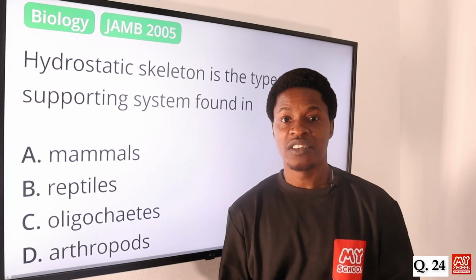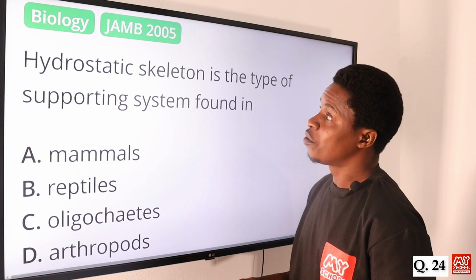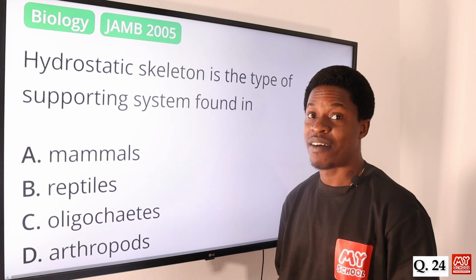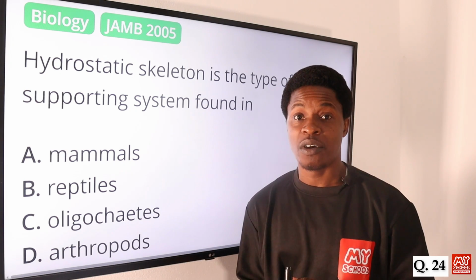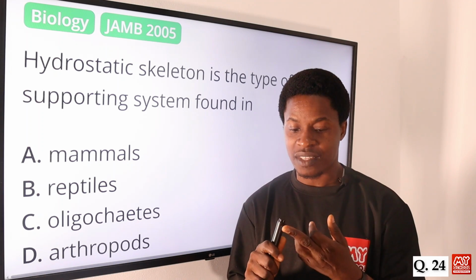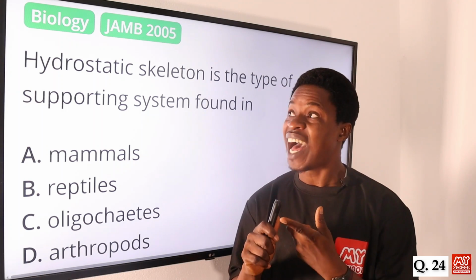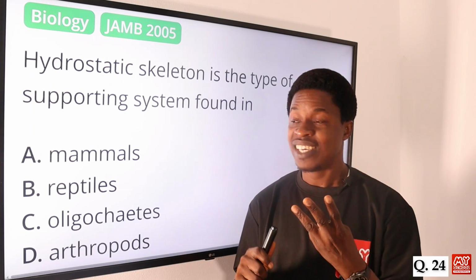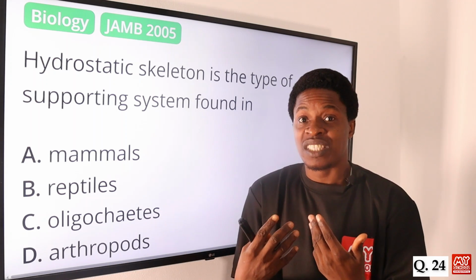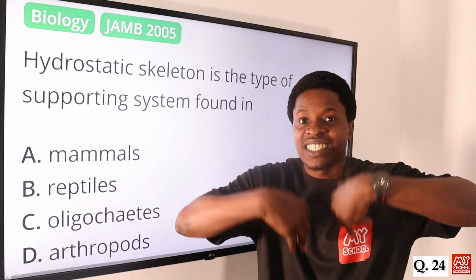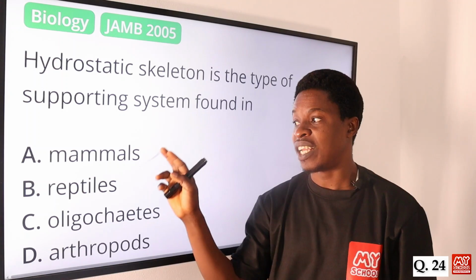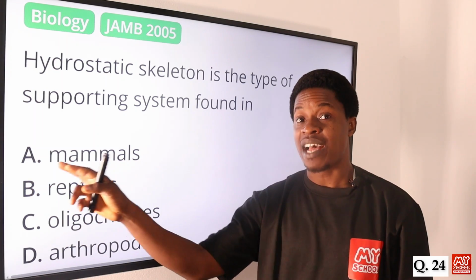Now let's move on to question number 24. Hydrostatic skeleton is the type of supporting system found in what? We have three types of skeleton: the endoskeleton, the exoskeleton, and the hydrostatic skeleton. For the endoskeleton, we have the bones in mammals, the vertebrates. They are inside, you can't see them outside. That is what we have in mammals, that's why we have the endoskeleton. The same is applicable with reptiles.